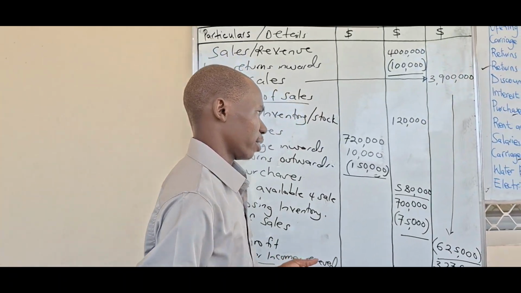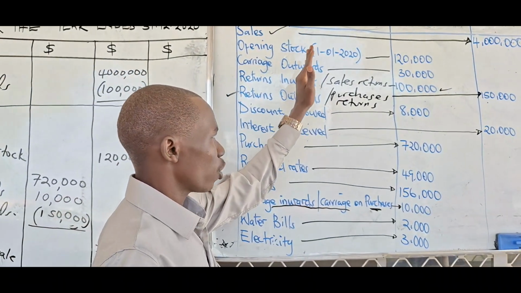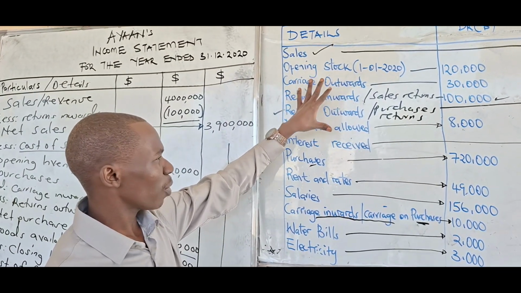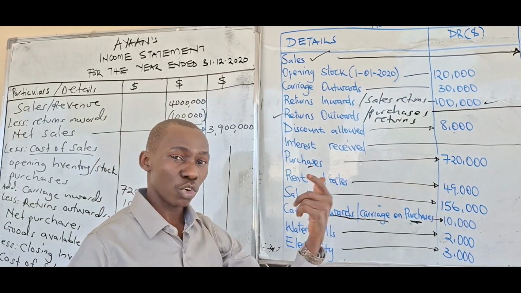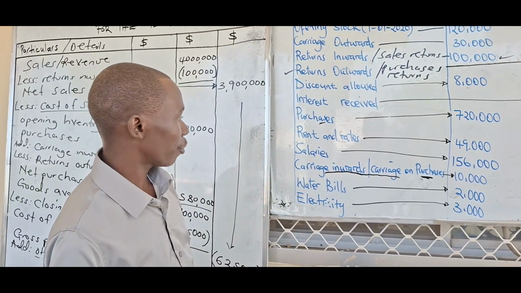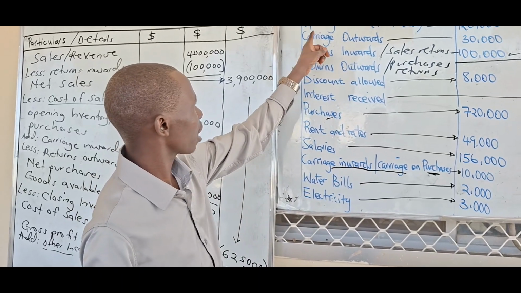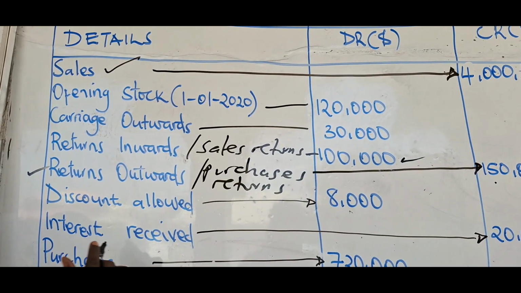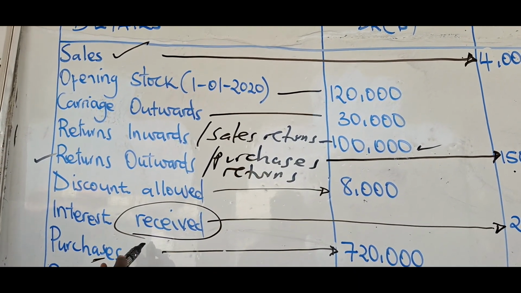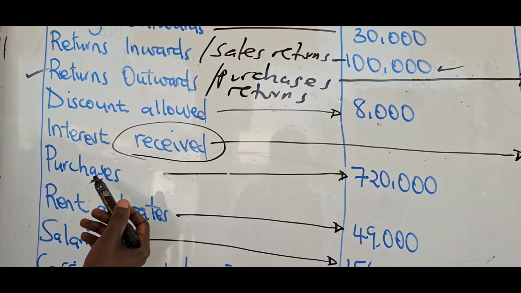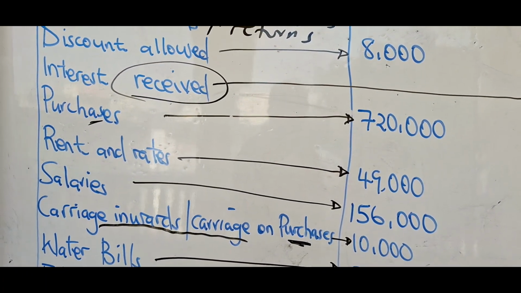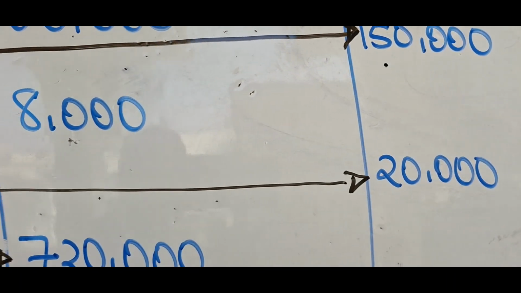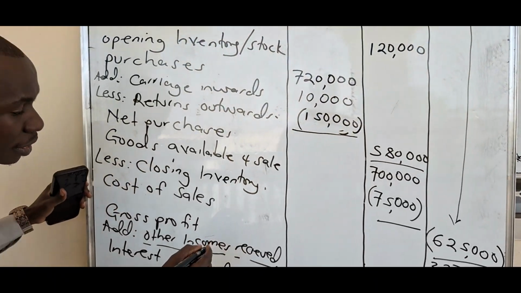You go to your trial balance here. You may not be sure which item is lying under other incomes received. Once you find any item with the word received at the end, not receivable but received, then it qualifies to be under our other income. For example, opening stock, carriage outwards, returns, discount allowed, but we have interest received. This is what I was talking about. Interest received is 20,000.